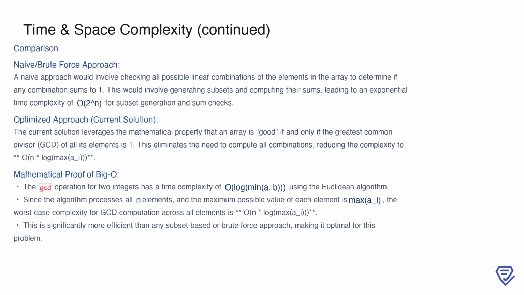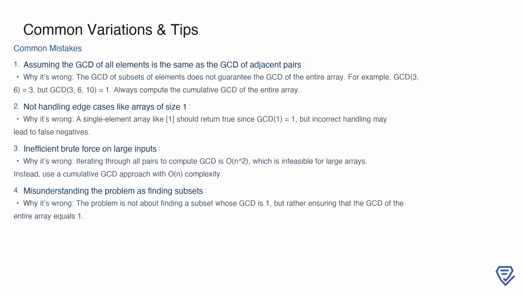This approach is significantly more efficient than brute force methods, making it an optimal solution for this problem. When tackling this problem, there are some common mistakes to be aware of. First, assuming that the GCD of all elements is the same as the GCD of adjacent pairs is a major pitfall. This is because the GCD of subsets of elements doesn't necessarily determine the GCD of the entire array.